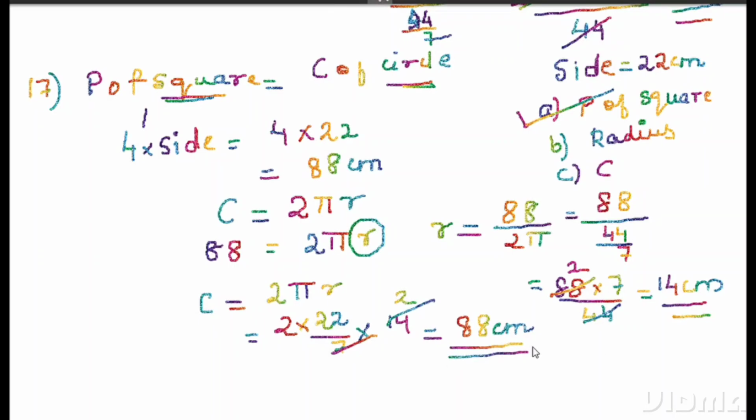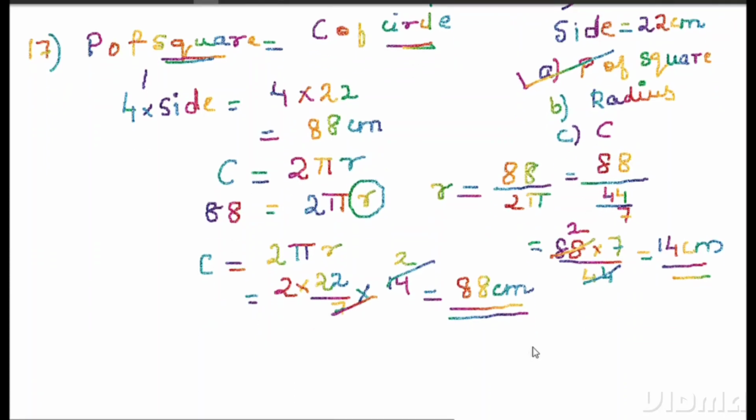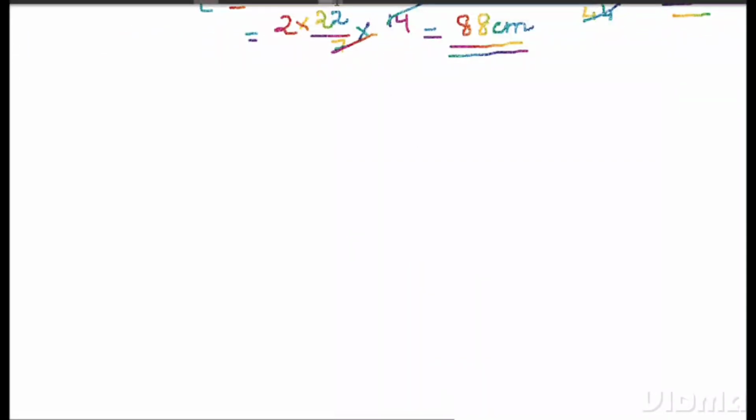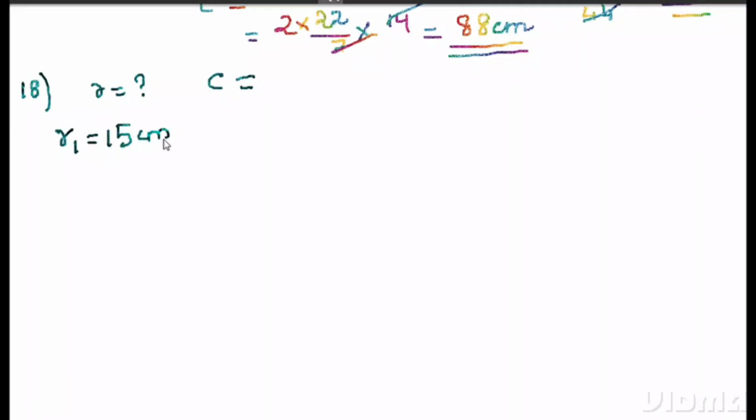Now let's move on to the 18th question. So what does my 18th question say? 18th question says that you have to find the radius of a circle whose circumference is equal to the sum of the circumferences of the circles which have radius as 15 centimeter and radius as 8 centimeter. So this is my question.